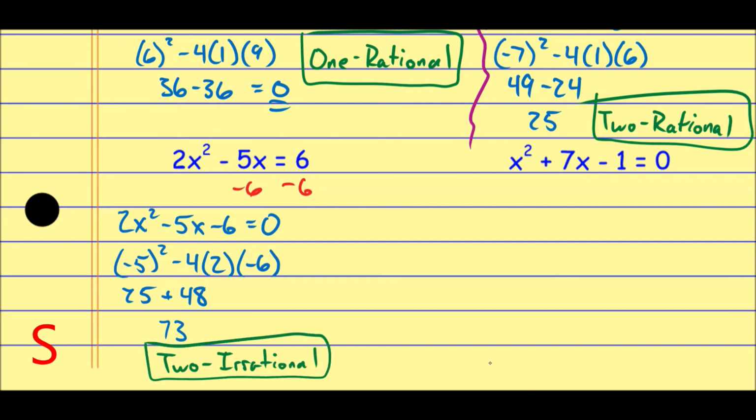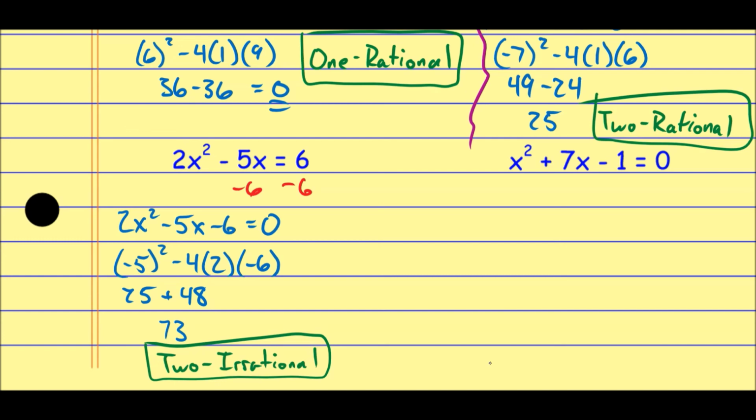Okay? And again, if you had tried building a bridge there, you find out that, well, you can't factor it. So now you know it's either going to be irrational or complex. You still have to go the route of either solving it with completing the square of the quadratic formula or finding the discriminant to determine whether it's going to be irrational or complex.